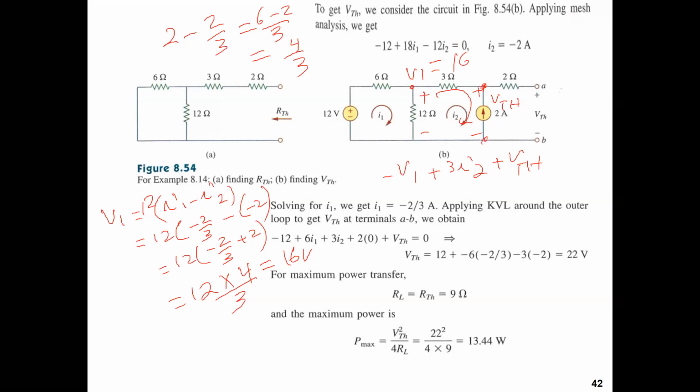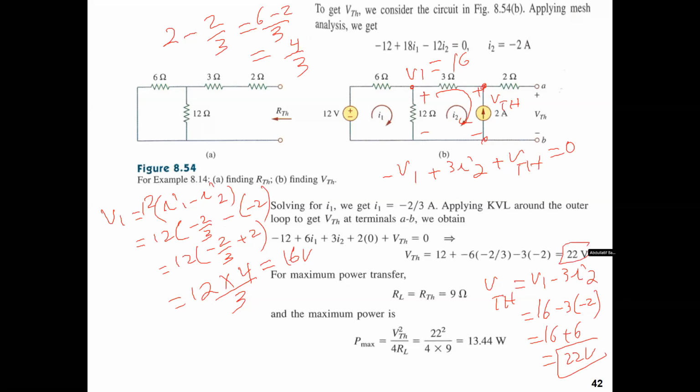So VTH, that's equal to 0. So VTH will be equal to V1 minus 3I2. So V1 is 16 and 3I2 is minus 2, so it will be 16 plus 6, which is equal to 22 volts.